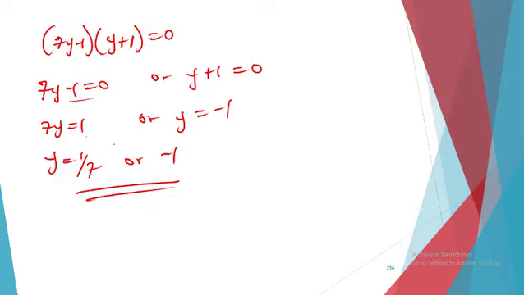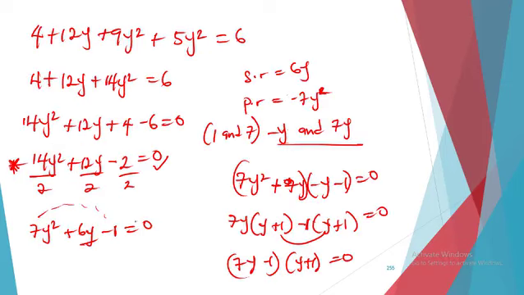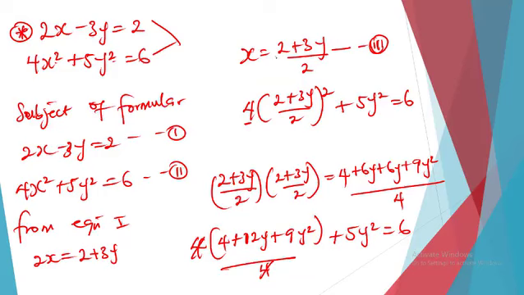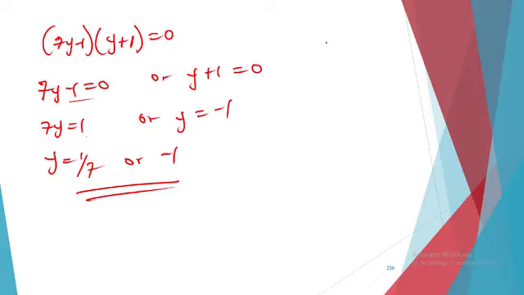But we've not gotten the values of x. So what do we do now? We now substitute the values of y in equation 3. And what's our equation 3? Here is our equation 3. x equal to 2 plus 3y all over 2.